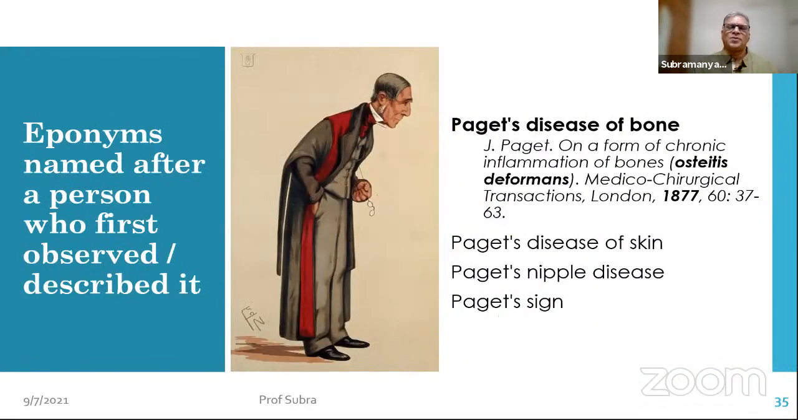So eponyms named after a person, I think all of you are familiar with Paget's disease. So Paget's disease of the skin, Paget's disease of the bone, Paget's disease of the breast. And some people also say Paget's sign. So it's named after Sir James Paget. In fact, there were a lot of stories that Paget himself suffered from that disease, Paget's disease of the bone, but that's not true.